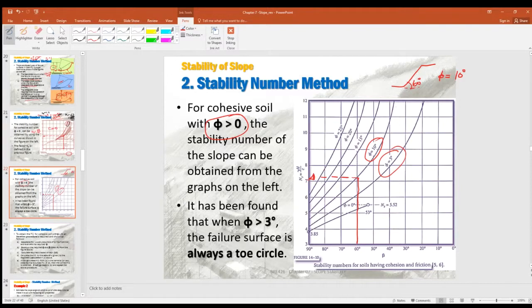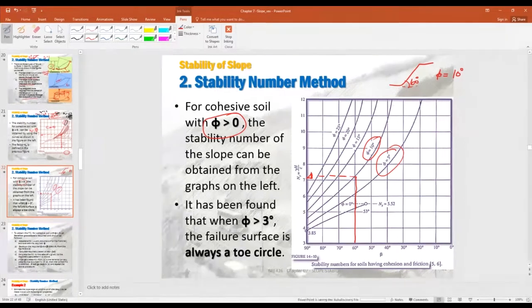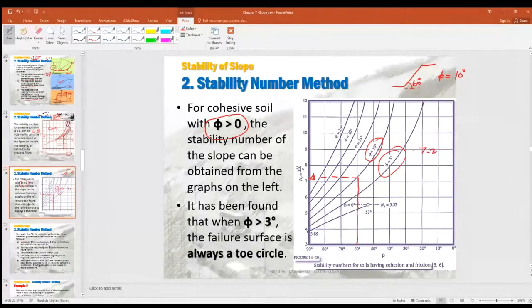Now that will give you the NS, say 7.2. Again, you can use gamma H over C. Once you know the gamma and C, you can work out H. And then you compare your calculated H with this one. If that H is greater than this H, it means that you have a safe height of the slope. Vice versa.